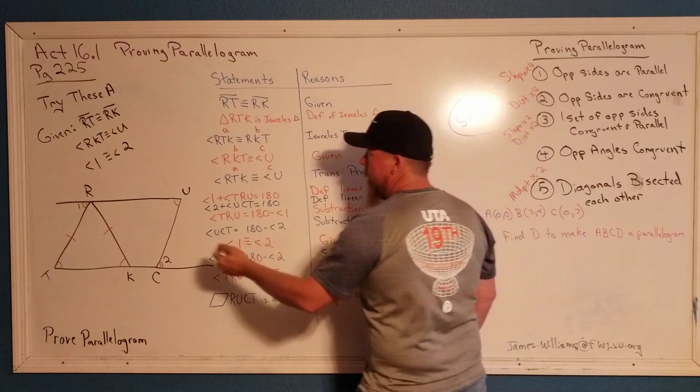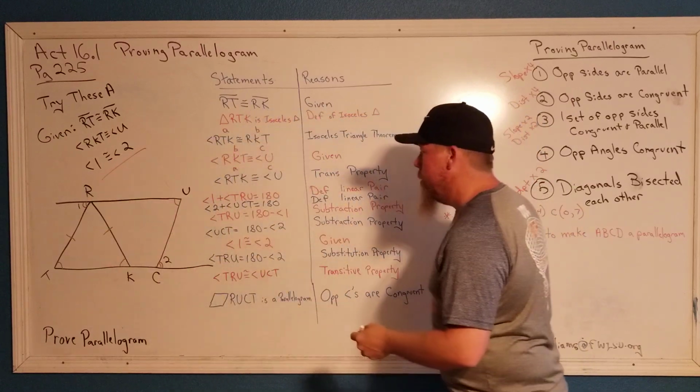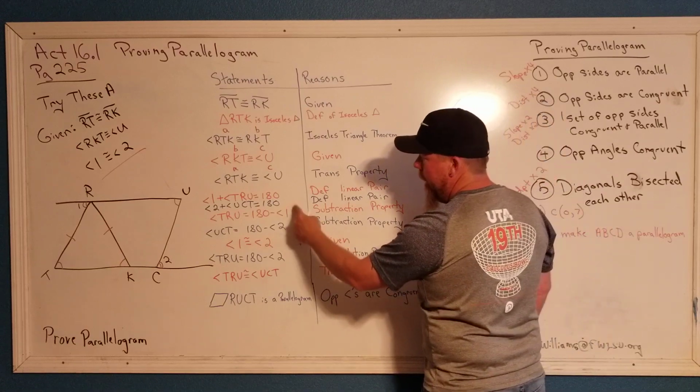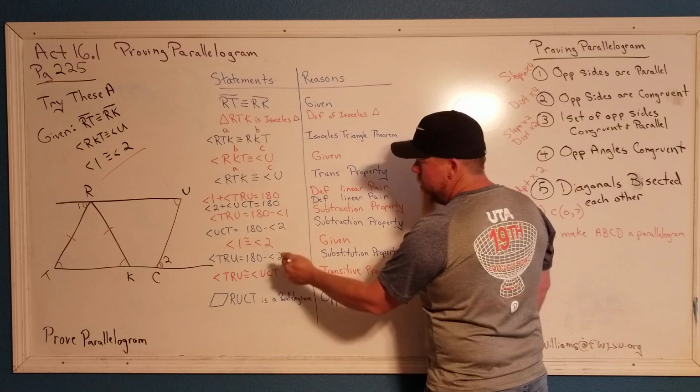Then I'm going to use my last given statement. Remember, this angle 1 equals angle 2. I'm going to put it on there. Why? Because what I'm going to do is substitute. In here where I had angle 1, I'm going to put angle 2. Why do I do that? So notice what happens right here.